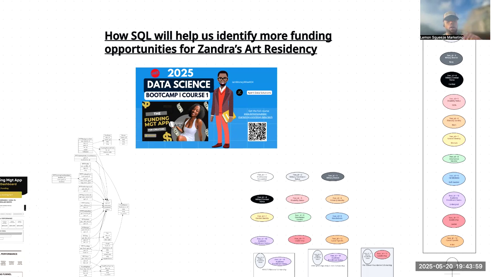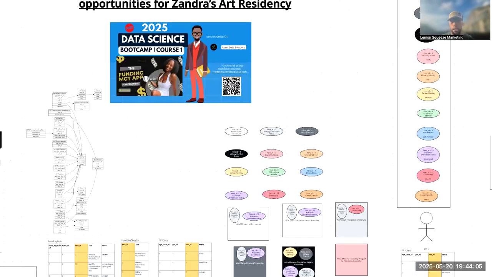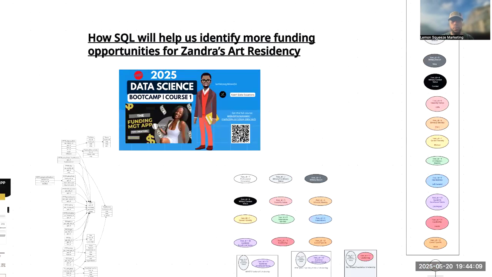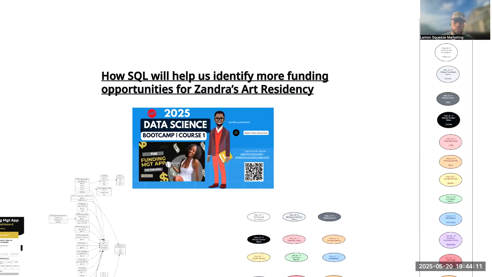And right now, Limit Squeeze Marketing has just launched its new funding procurement services. And its client, Zandra Solomon, is pursuing an art residency in Mexico. And she has a goal of raising between 9,000 and 15,000 in funding for her art residency program.